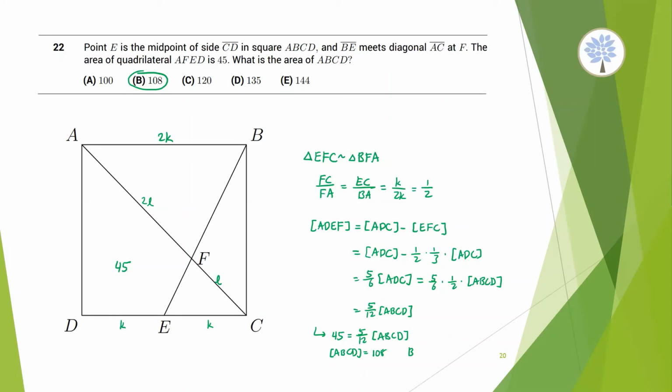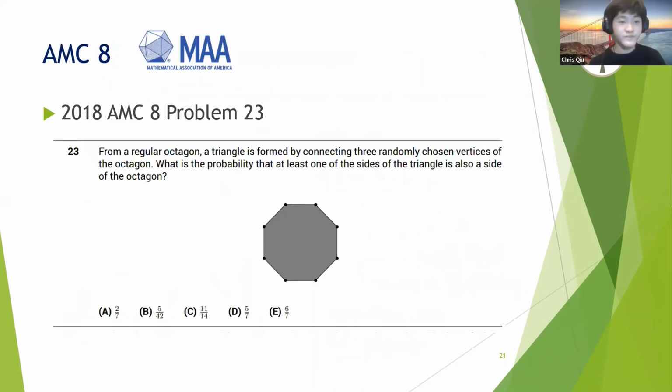Okay, so next up we have problem 23. In problem 23, we're given a regular octagon, and we're taking 3 randomly chosen vertices of the octagon, and then we're making a triangle with these 3 points. We want to find the probability that at least one of the sides of the triangle is also a side of the octagon.